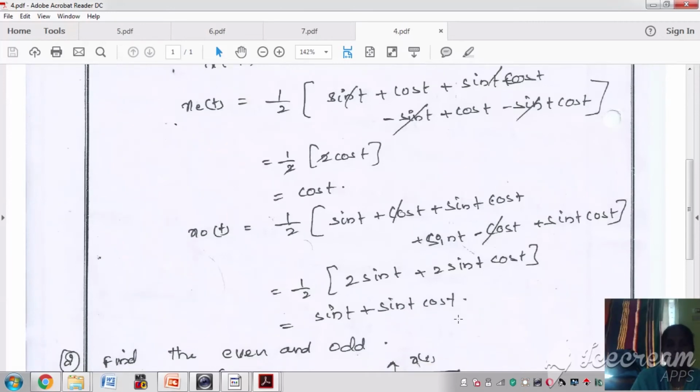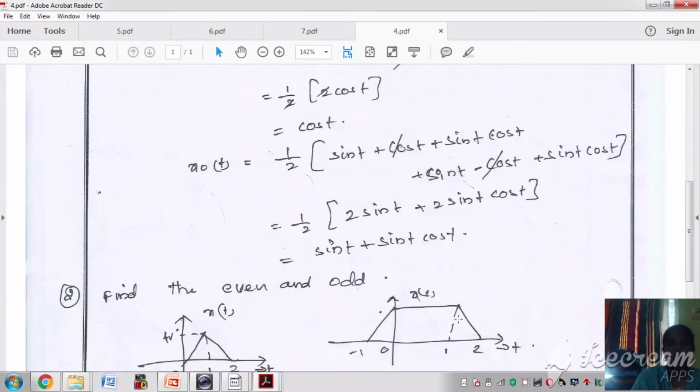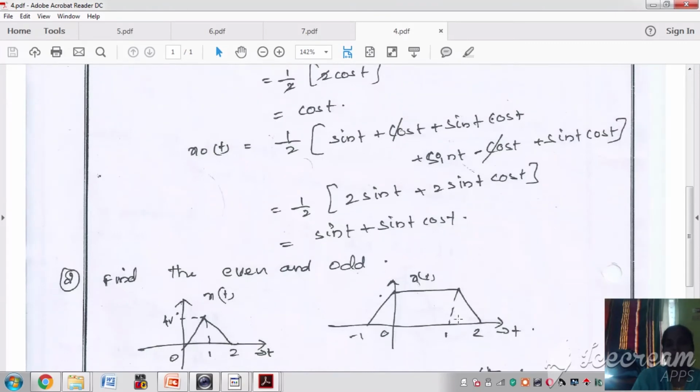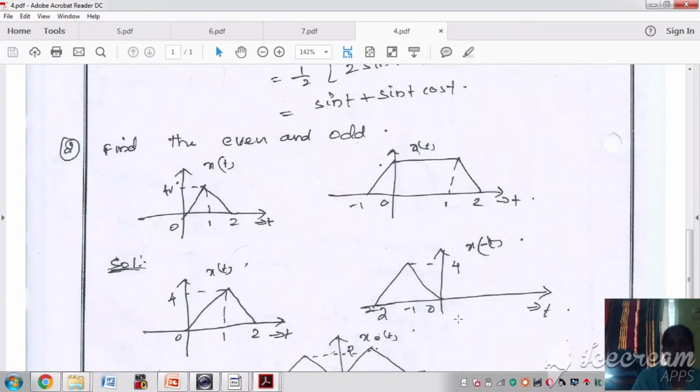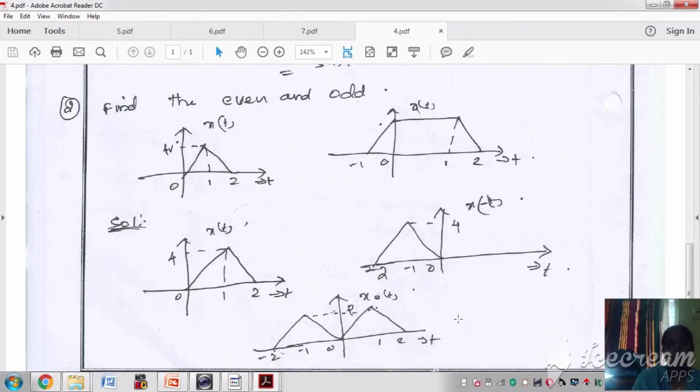Okay. Now the same thing they have given for another, graphical representation problem. In this problem you have to find the even component and the odd component. This is the question they have given. The amplitude is 4 volt and the signal exists over the time period from 0 to 2. Now I want to find the even signal and odd signal. What I told, the even signal is nothing but your mirror image. Whatever is on this side, the same thing will appear on this side. That is nothing but the even signal.